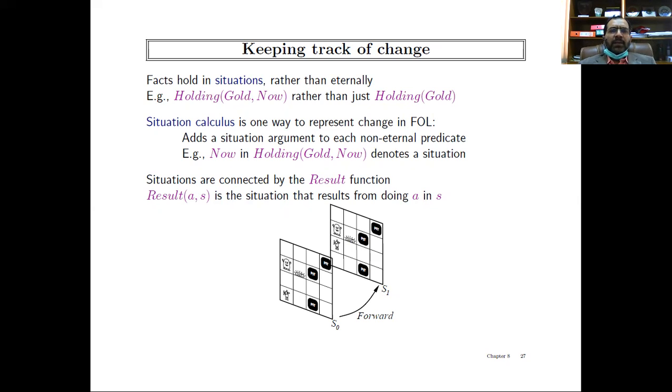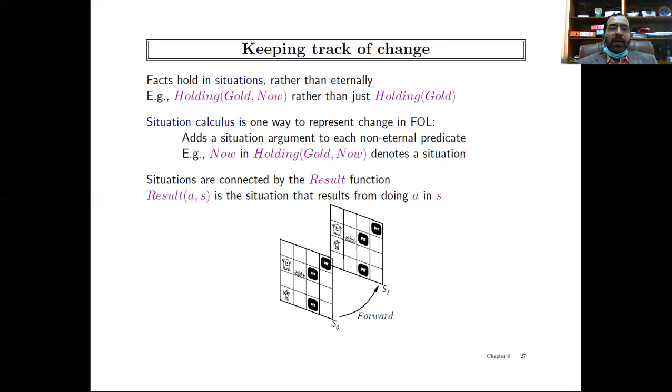And for that purpose there is a way to describe these things, and normally we describe this in situation calculus, which represents all the situations as they are there in the given problem. So it adds a situation argument to each non-eternal predicate. For example, we have seen how the now is introduced in the holding gold. So situations are connected by the result function as well.